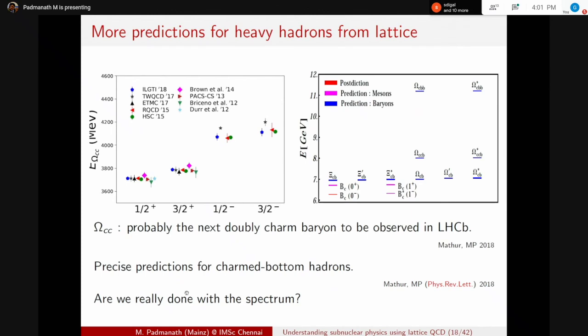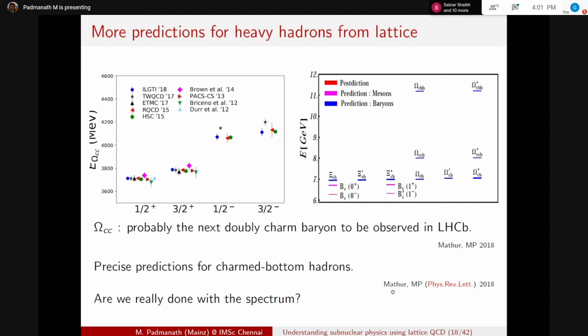Now, similarly, we also have predictions for other baryons. For example, doubly charmed. So this is a plot on the left hand side, with predictions which include chiral as well as continuum extrapolation. Chiral wherever it is needed. For example, the cascade CB needs a chiral extrapolation, as do the others. We also have predictions for charmed bottom hadrons, which appeared in PRL in 2008.